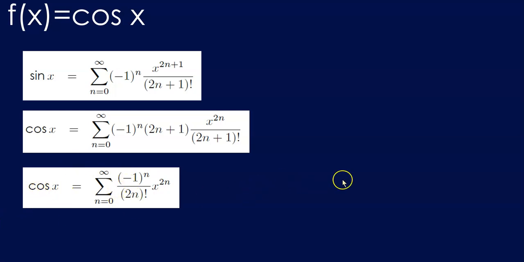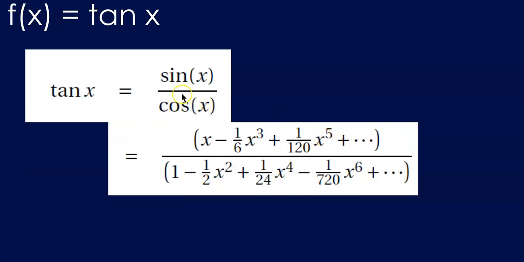That's my formula for cosine. Now, next, let's do tan. Tan is sine over cosine. And that's my sine function, and that's my cosine function. So I can do long division.